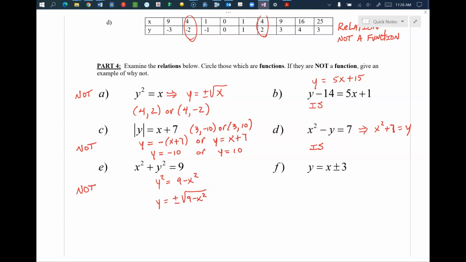Pick a number like 2, and if you plug a 2 in for x, you get a 5 for y, or if you plug a 2 in for x, you get a negative 1. So an x value of 2 is not paired with a unique y value, so it is not a function either. The only two of those that are functions are letters B and E.